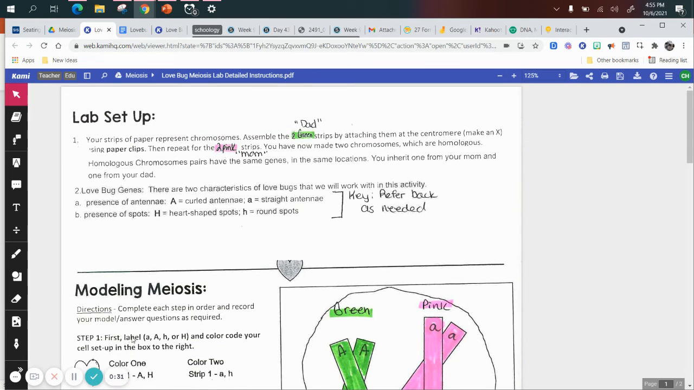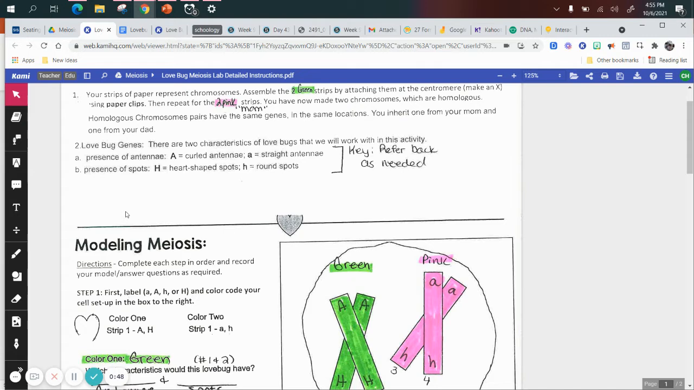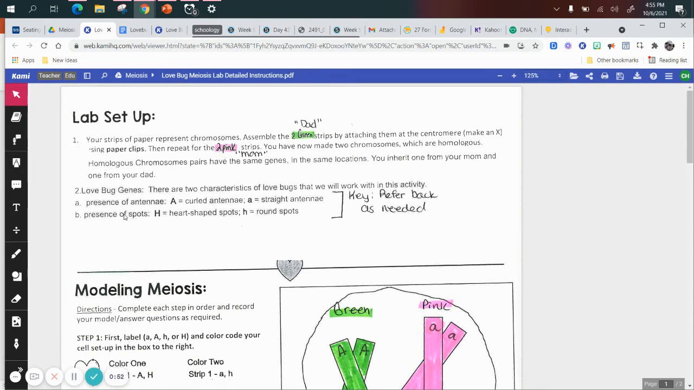There are baskets in the front of the room and in the back of the room that have little strips of green or pink paper that are going to represent the chromosomes from mom or from dad. So you'll need 2 green and 2 pink. You also need scissors and glue sticks, which are already on your tables.